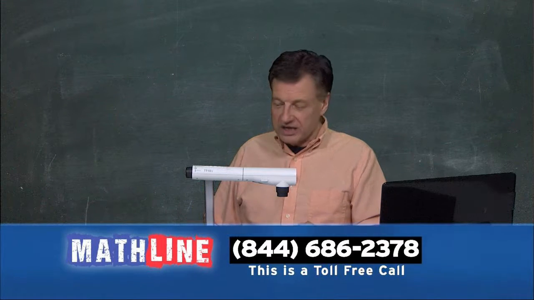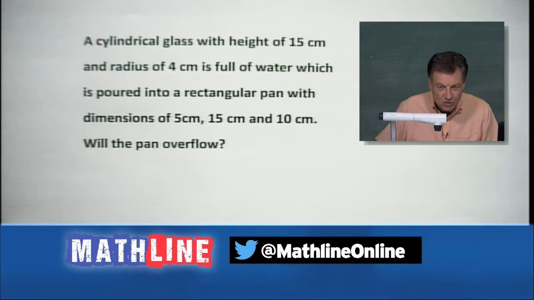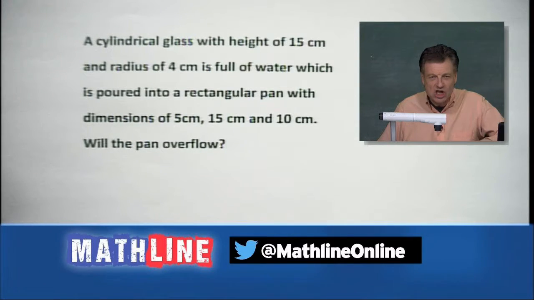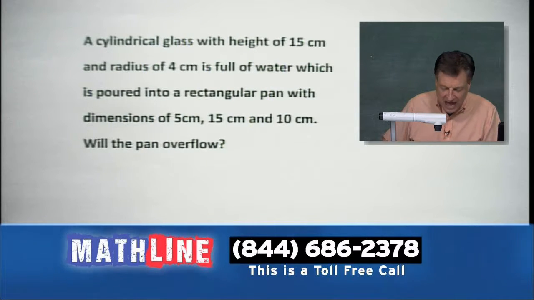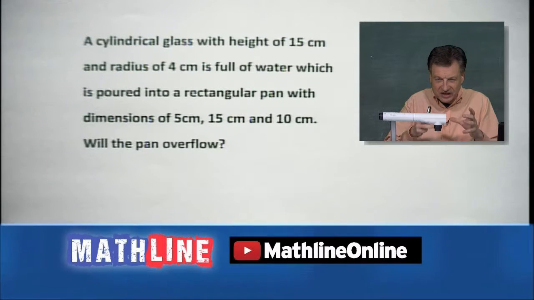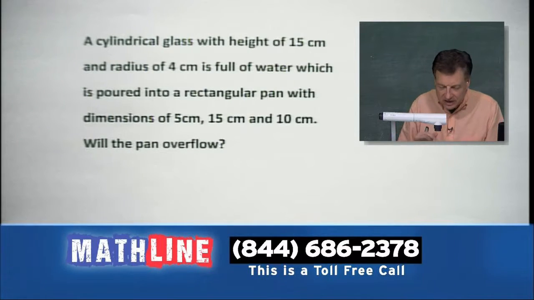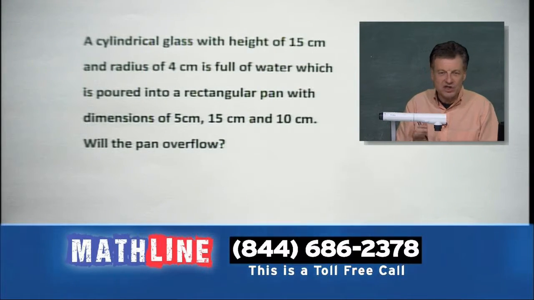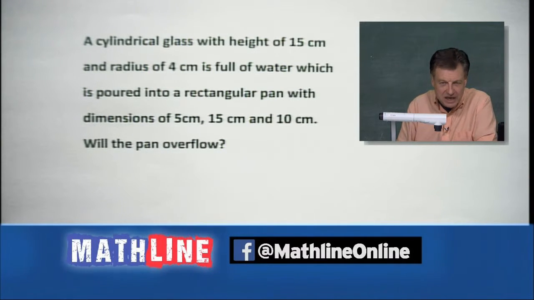Let's go to one more intriguing problem, our problem of the week. We've alluded to this, and we've got a cylindrical glass with height of 15 centimeters, radius of 4 centimeters. So I'm looking at a glass that's a cylinder, like a drinking glass kind of thing. It doesn't have any funny shape. It's pretty much straight up and down. And it's poured into a rectangular pan, just like you'd use a baking pan type thing.